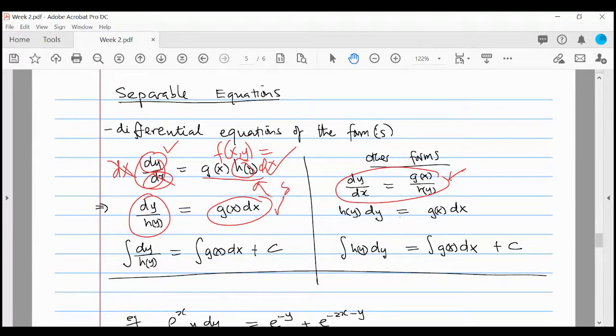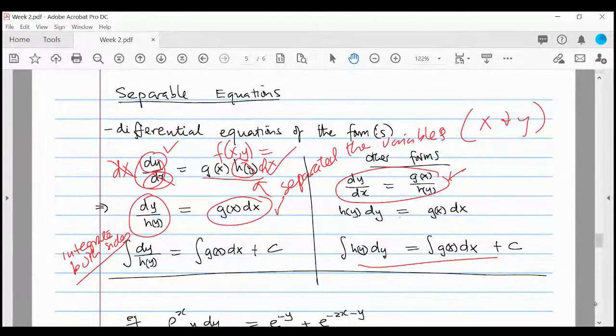And if you've done this, you have separated the variables, and our variables are what? X, y. So functions of y have been separated from functions of x. Then we have a separable equation. And then it's easy now to find the solution. We then integrate both sides.